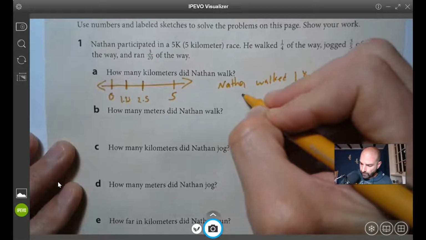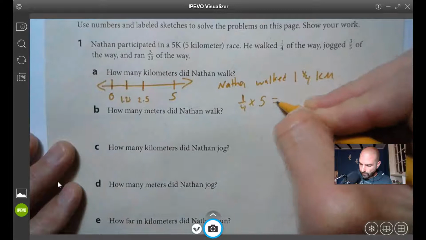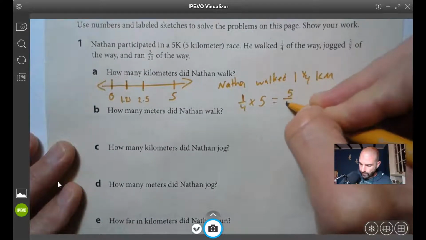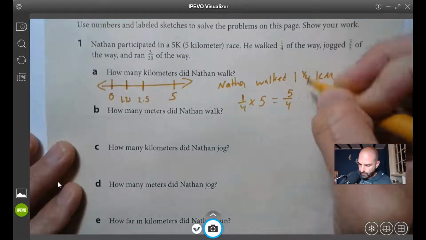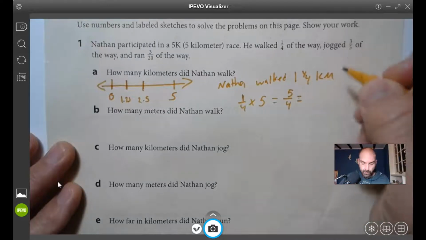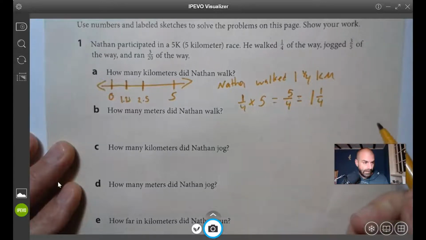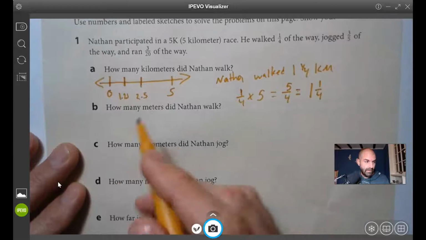So if I have 1/4 of 5, that's going to give me 5/4, which, again, if I remove that 4/4 to make it one whole, it gives me 1 1/4. So those line up. How many meters did Nathan walk?